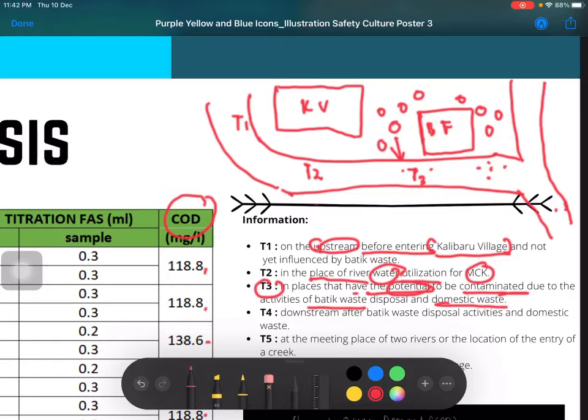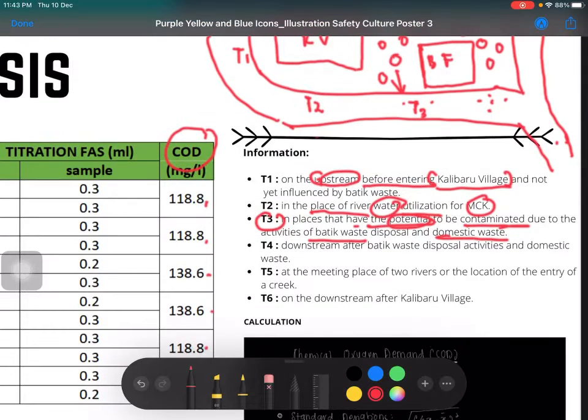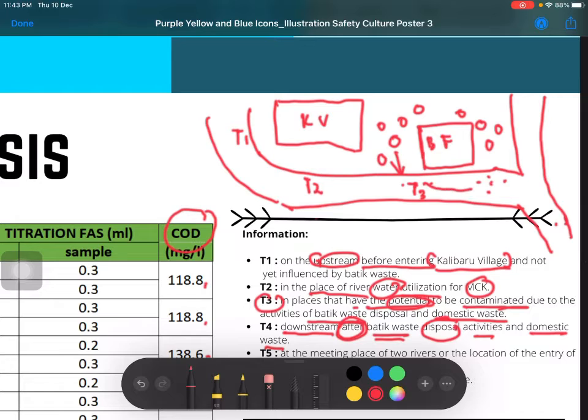So T4, as you can see here, T4 is actually downstream after the batik waste disposal activities and domestic waste. So as you know, this happened here. So after going through and downstream, you could possibly put T4 here.